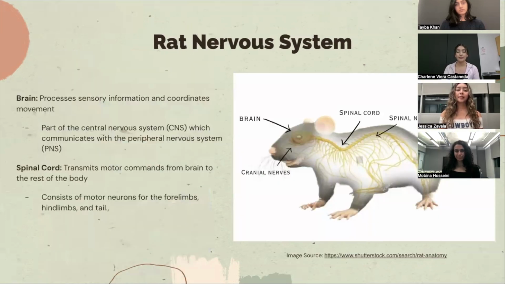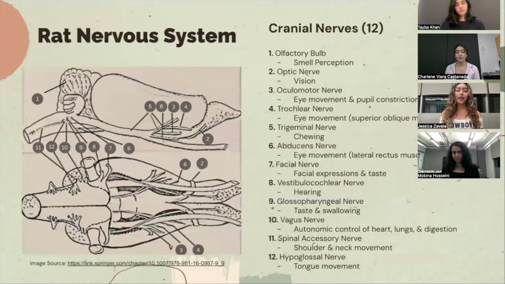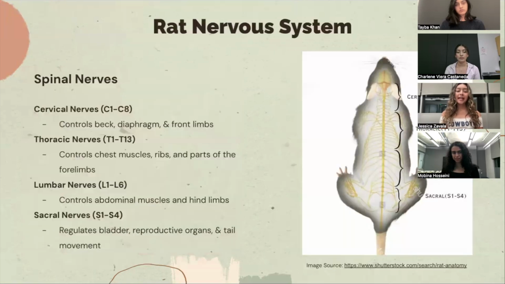Rat nervous system. The rat's nervous system consists of the central and peripheral nervous systems. The brain processes sensory information and coordinates movements, while the spinal cord transmits motor commands. Rats have 12 cranial nerves, each responsible for essential functions like vision, smell, and chewing. The diagram highlights these nerves and their respective functions. As for spinal nerves, rats have cervical, thoracic, lumbar, and sacral nerves.